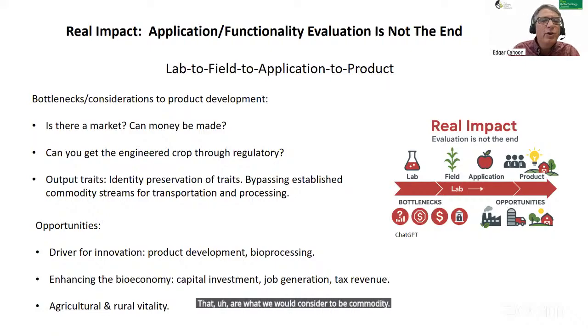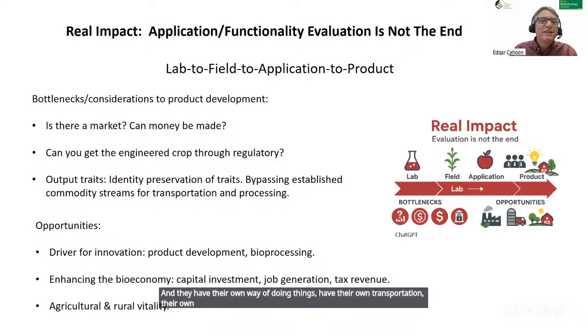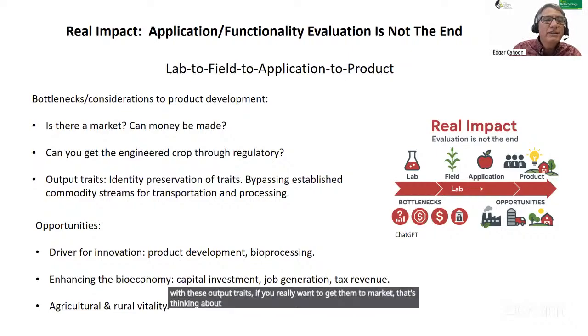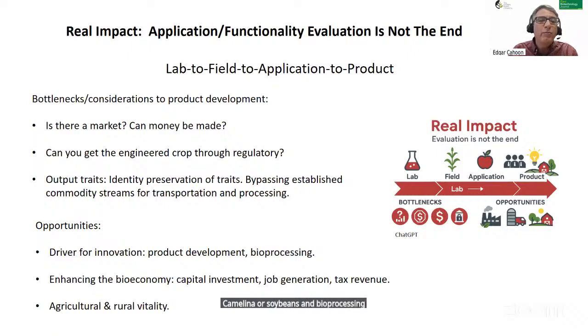And they have their own way of doing things, they have their own transportation, their own bioprocessing facilities. And you really have to bypass and do identity preservation with these output traits if you really want to get them to market. That's thinking about different ways to transport them so that you won't mix with the commodity camelina or soybeans, and bioprocessing that's separate from what's done for the commodity grains. But nevertheless, I think there's real opportunities.